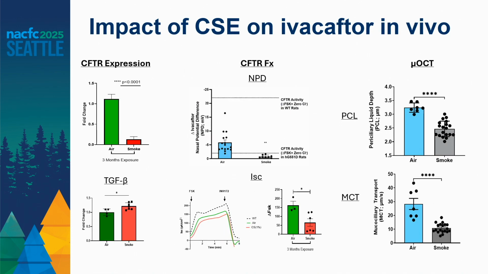Now moving into rats exposed to smoke for 3 months, we saw a similar decrement in ivacaftor benefit. Certainly we had a significant decline in CFTR in the smoke-exposed animals. This manifests as a significant decrease in NPD, as well as tracheal short-circuit current, and also decrements in the periciliary layer depth, as well as mucociliary clearance.